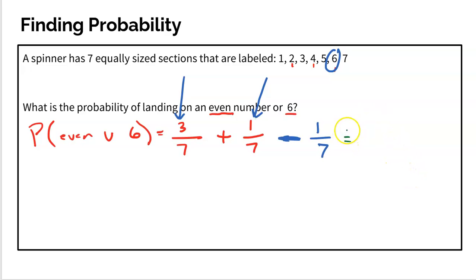So what's the probability of getting an even or a 6? Well, it is 3 out of 7. Think about that. Now you might be like, wait a minute, that's not how I would have thought about it, and that's okay.